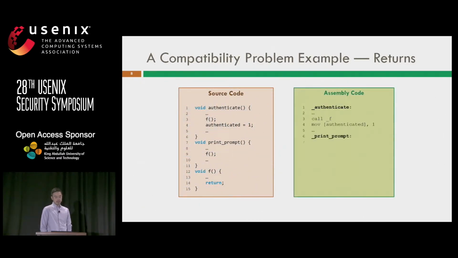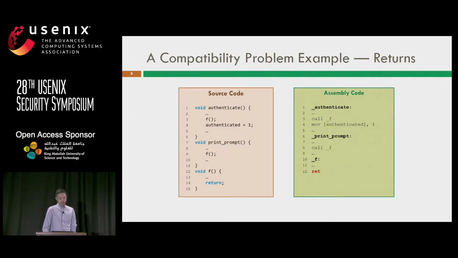Let's start with how a CFI algorithm protects returns. In this program, both the functions authenticate and print prompt call the same subroutine f. We want to make sure that if it is print prompt that is called in f, it better return back to itself at line number 10 of the source code. Because if we allowed it to return to the call site in authenticate at line 4, then suddenly it got authenticated.